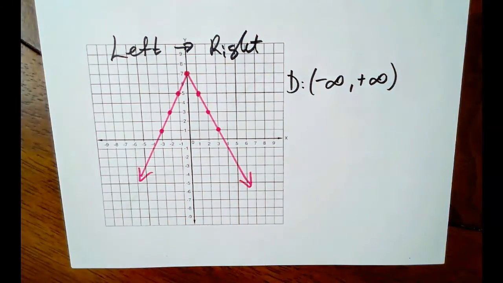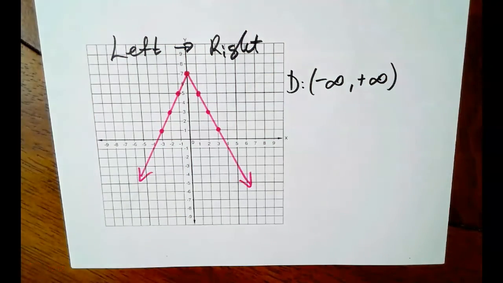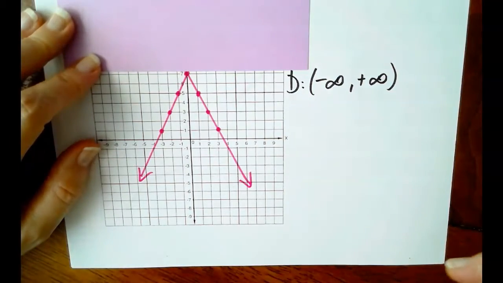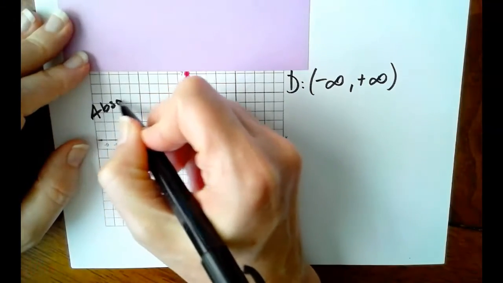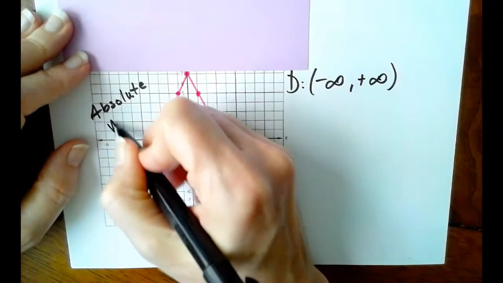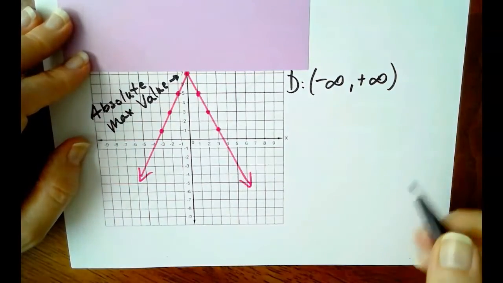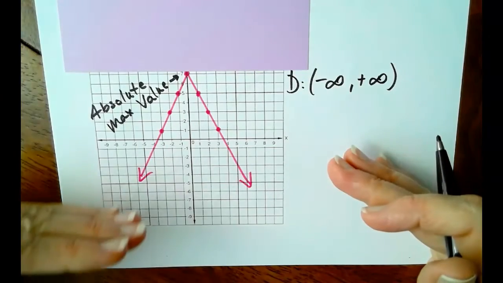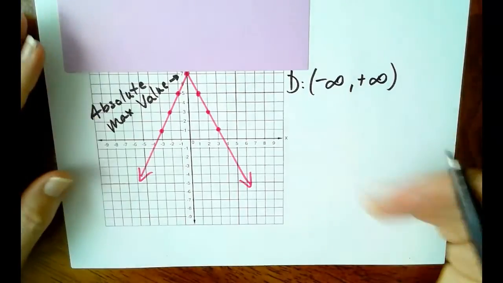Now, the range is different because it's going down forever, which means there's going to be nothing on the bottom, but there is an uppermost point. We have an absolute maximum value. And that absolute maximum value is going to be the top of the range. Range is read from the bottom to the top, just like the number line.